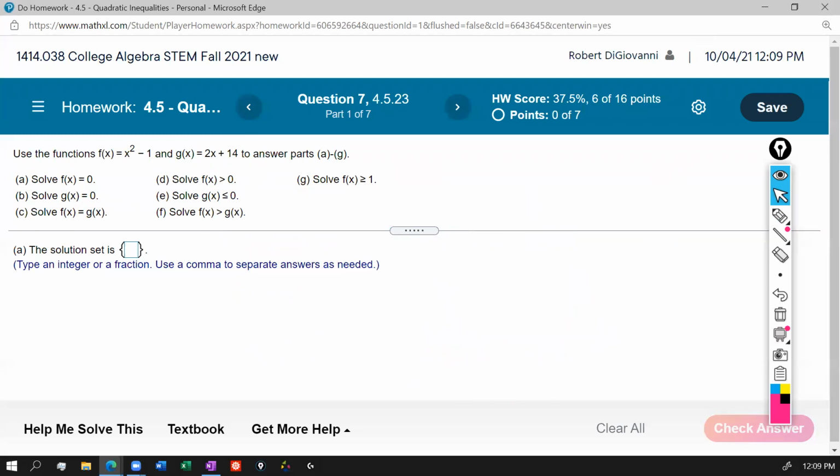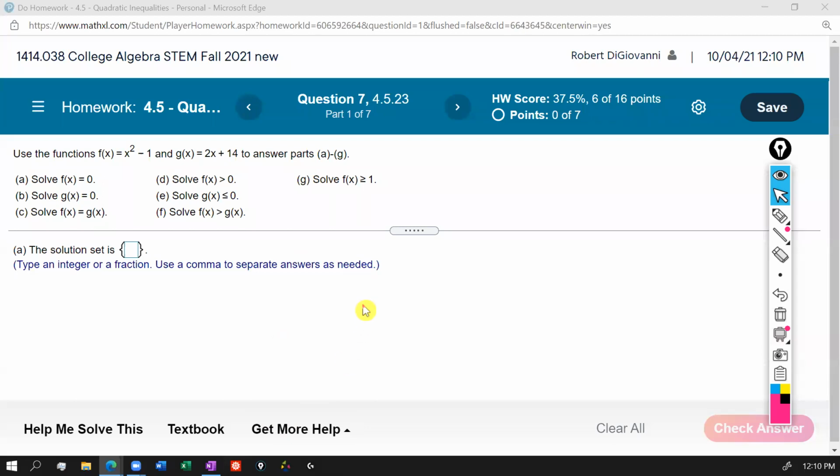All right, pause this real quick. All right, so use the functions f of x equals x squared minus 1 and g of x equals 2x plus 14 to answer parts A through G. All right, first part, solve f of x equal to 0.